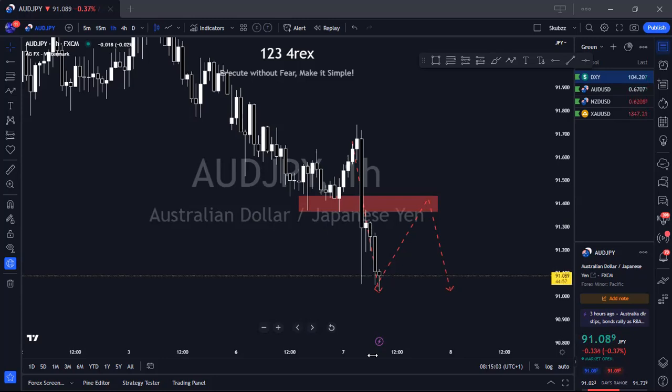I didn't even know there was news on AUD. That was what actually caused that push to the downside. Yesterday I checked and didn't notice anything. Please check your economic calendars, be conversant with it. It will save you a lot.